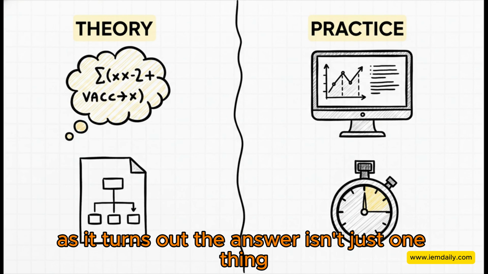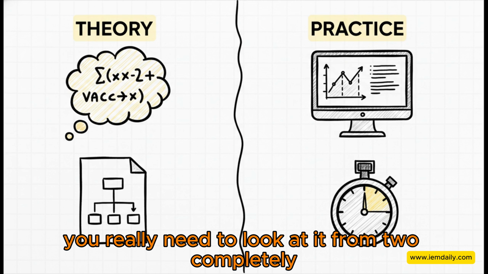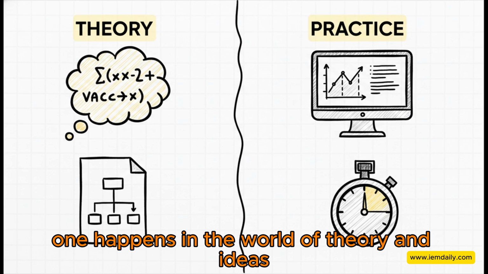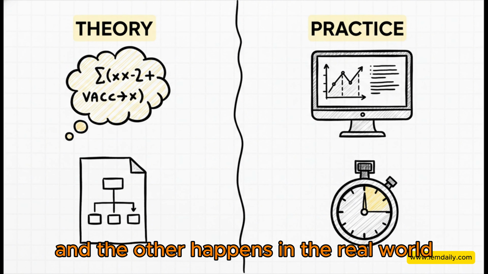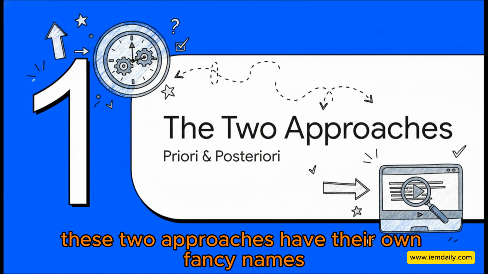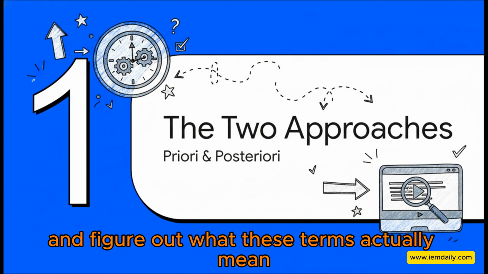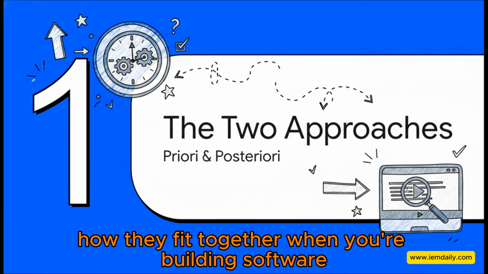As it turns out, the answer isn't just one thing. To get the full picture of how well your code performs, you really need to look at it from two completely different angles. One happens in the world of theory and ideas, and the other happens in the real world, right there on the machine. And of course, these two approaches have their own fancy names: priori analysis and posteriori testing.